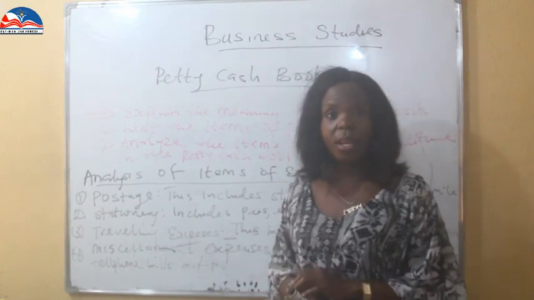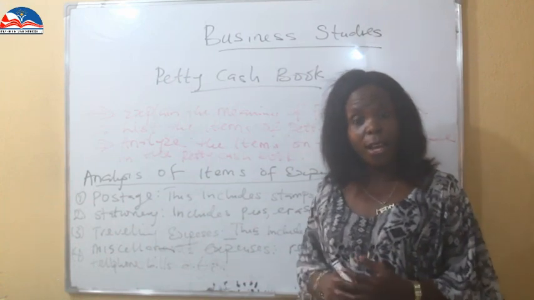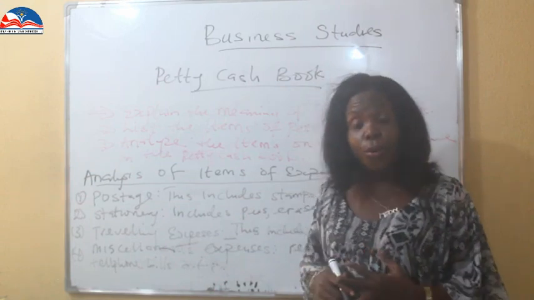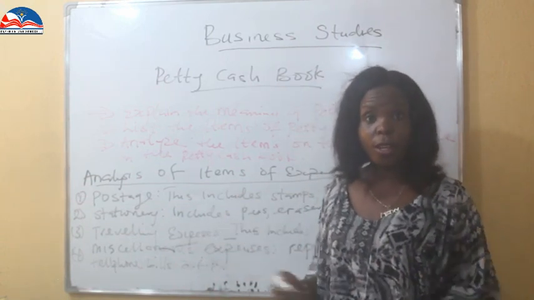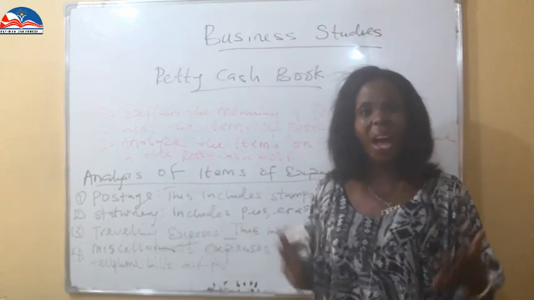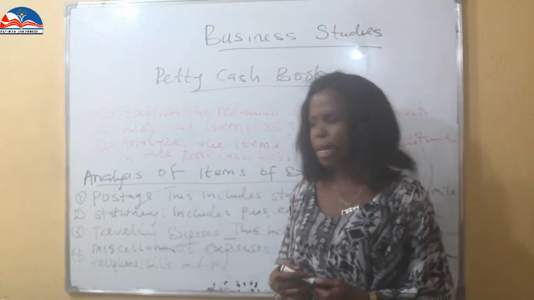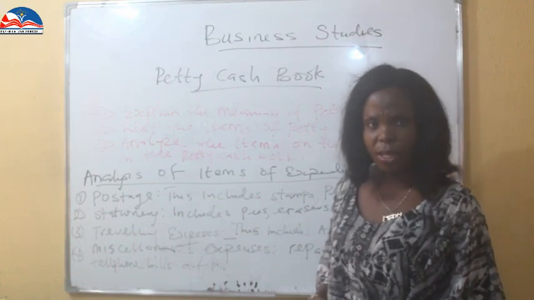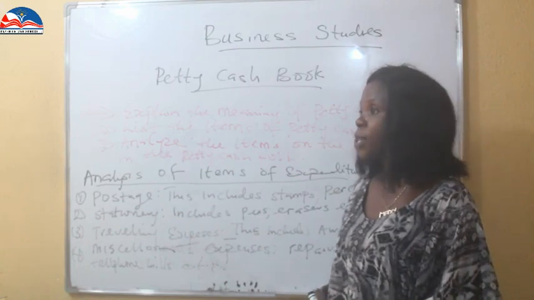Traveling expenses can be air tickets for air flight. We have bus, taxi, fuel. We have rail or train traveling. Any of these expenses that come as a result of any means, bike, tricycle, whichever means of transportation you take for the effective running of the business, and you travel to different parts, will come under that. Then we'll have miscellaneous expenses.